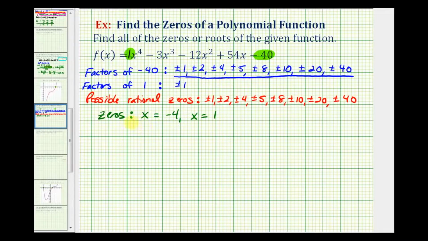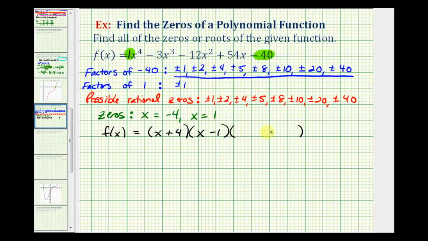More importantly, this also helps us factor the original polynomial function. If x equals negative 4 is a zero of the function, then x plus 4 would have to be a factor. And if x equals 1 is a zero, then x minus 1 would also have to be a factor of the original polynomial function. So now we know that f of x must have a factor of x plus 4 and a factor of x minus 1. Because we have a degree 4 polynomial function, and both of these factors are degree 1, this would leave us with one degree 2 factor.